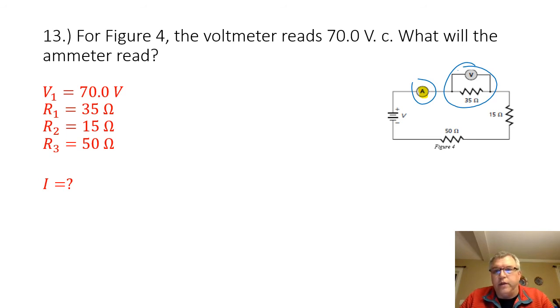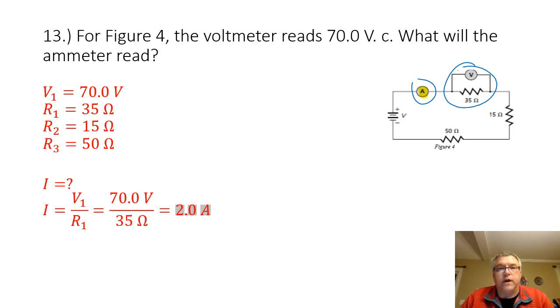So I know that the voltage going across that resistor is 70 volts, and I know that the resistance for that resistor is 35 ohms. I know the current is equal to the voltage divided by the resistance. That's just Ohm's law. 70 volts divided by 35 ohms is going to give me a current of 2 amps.